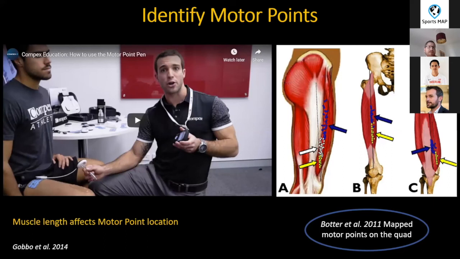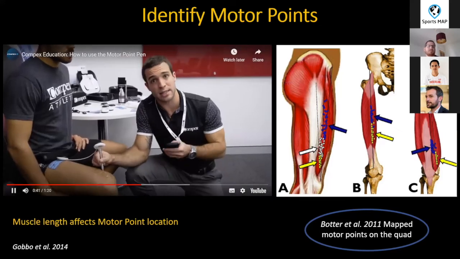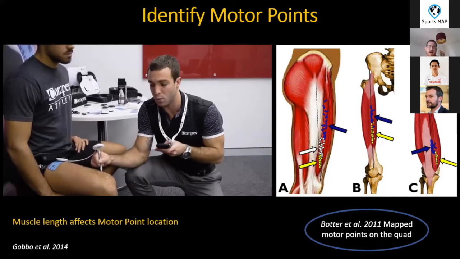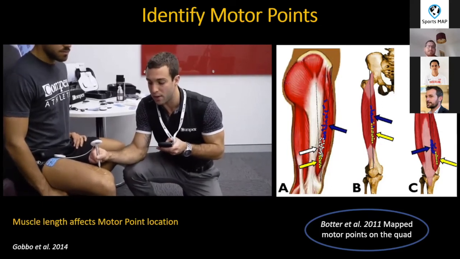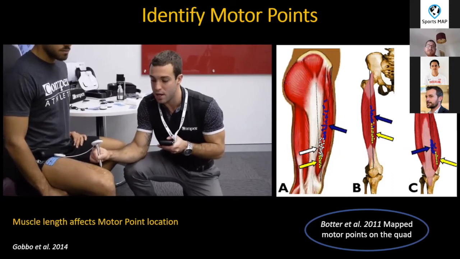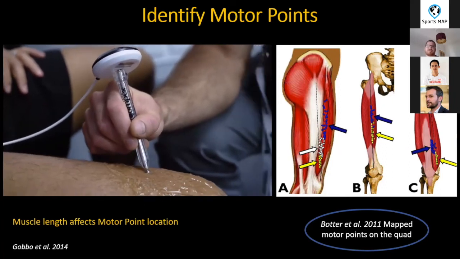Basically, you apply ultrasonic gel over where you think the motor point is located. You have an electrode on that muscle, and your device will have one probe on the electrode and the other on the motor point pen. You move the motor point pen over the muscle, and you're looking for the greatest twitch response. When you're on the greatest twitch response, that's when you know you're on the motor point, as you can see there. Whereas when you're off of it, there's no twitch response.